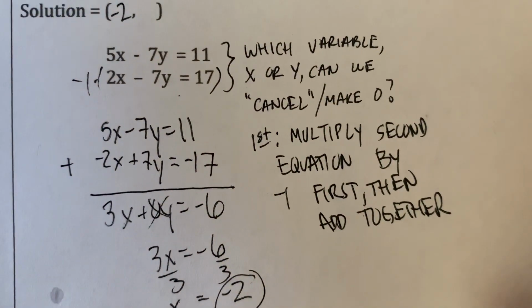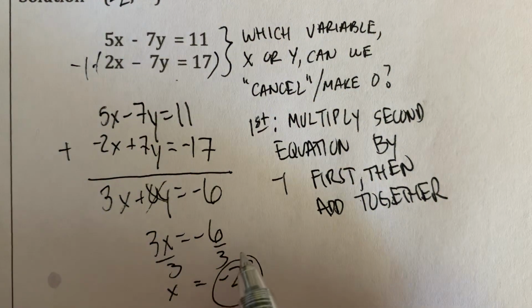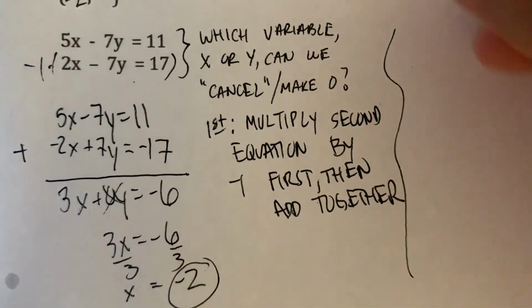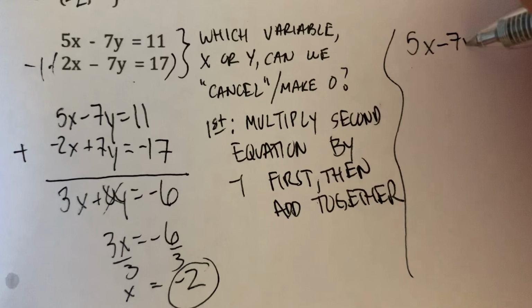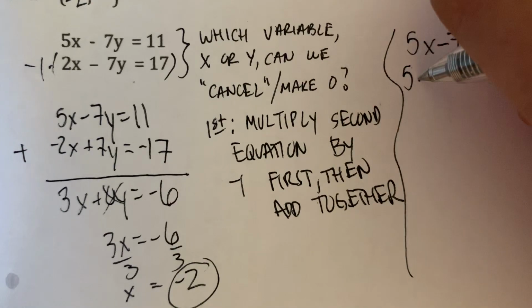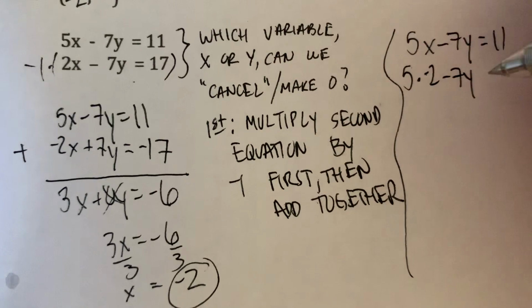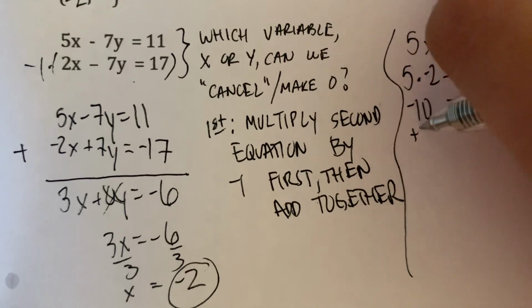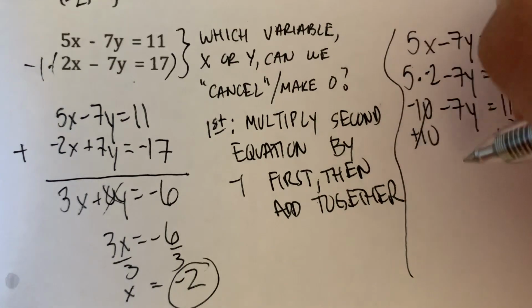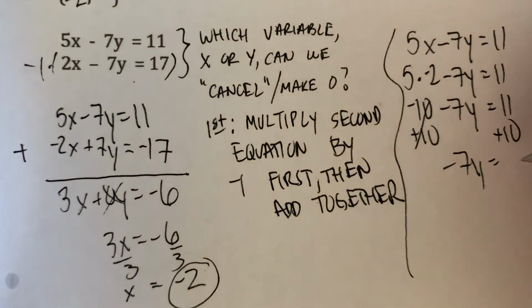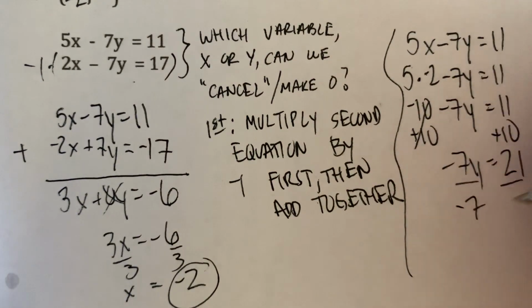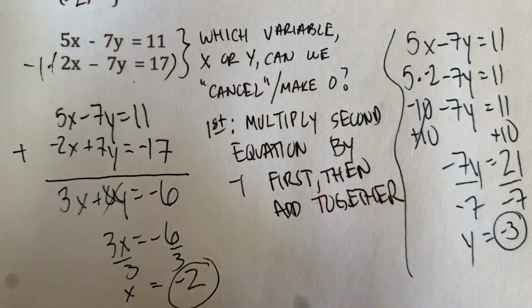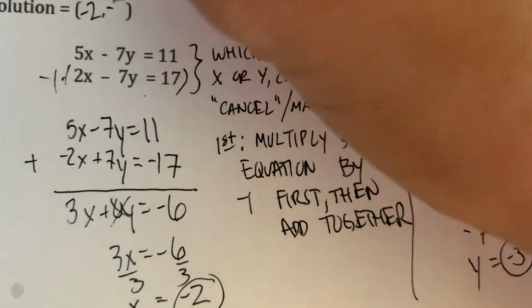Now to get our y value, we plug that negative 2 into one of these equations. Get 5x minus 7y equals 11. 5 times negative 2 minus 7y equals 11. Negative 10 minus 7y equals 11. Add 10 to both sides. Now we're solving for y. Negative 7y equals 21. Divide both sides by negative 7, and we get negative 3, the other half of our answer. So our solution is negative 2, negative 3.